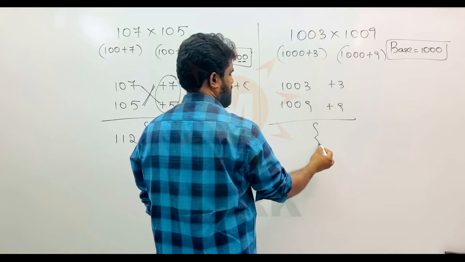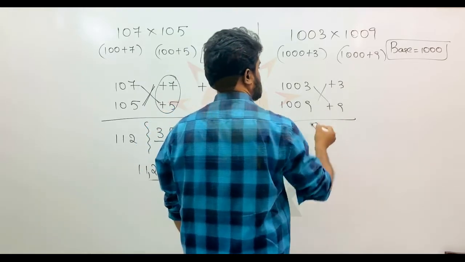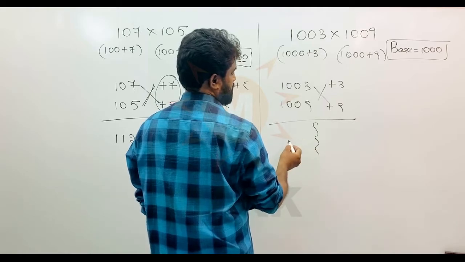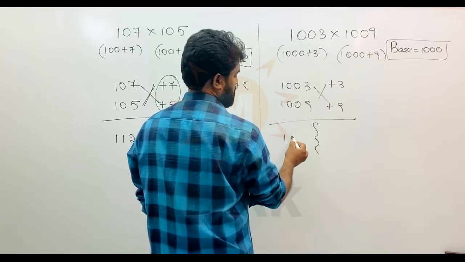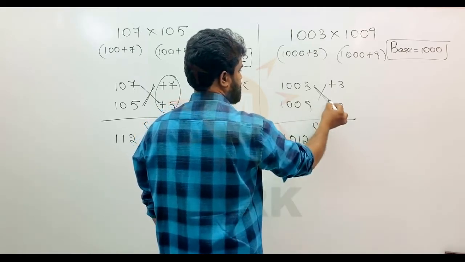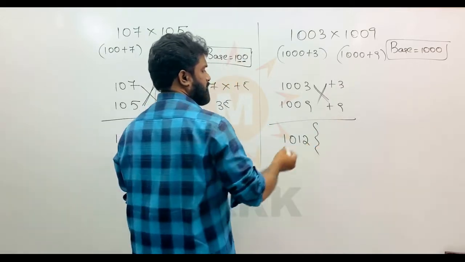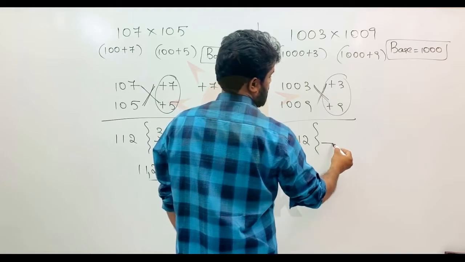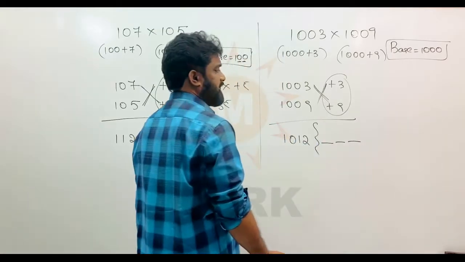So this is plus 3 and this is plus 9. First of all I am dividing my answer into two halves. This is the cross sum. So 1009 plus 3 is equal to 1012. So first the sum is 1012. You do like this or like this, you will get the same sum. So here you have to write this product, plus 3 into plus 9. So 3 slots you have to give.